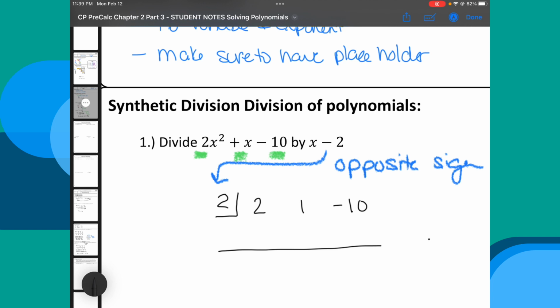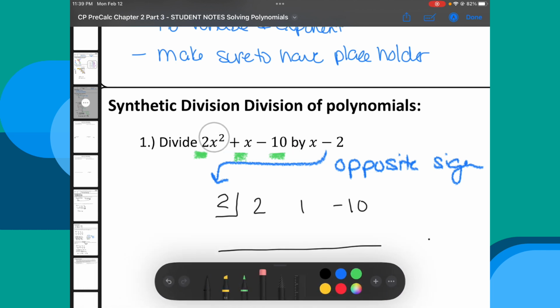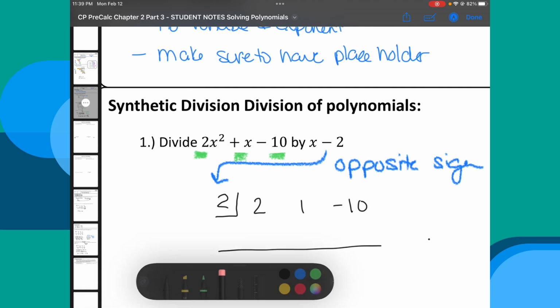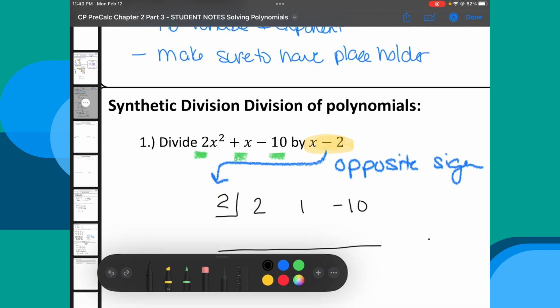ever missing one. So our highest degree is 2, then we have a degree 1, and then we have x to the 0 power. So we have all of our placeholders. So we start by taking our coefficients, which are 2, 1, and negative 10. We have them set up: 2, 1, and negative 10. And then we have the opposite of our factor or our solution, our root, which will go right here in this kind of backwards L.